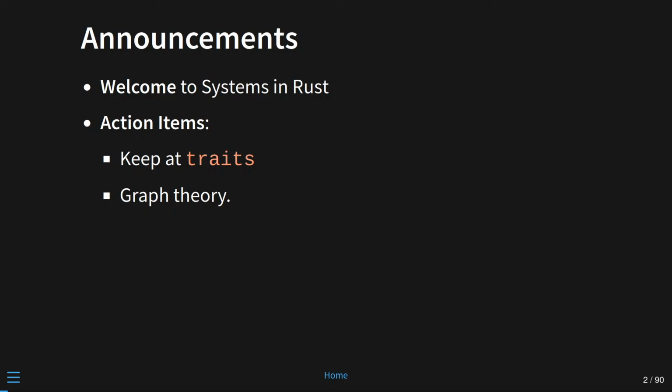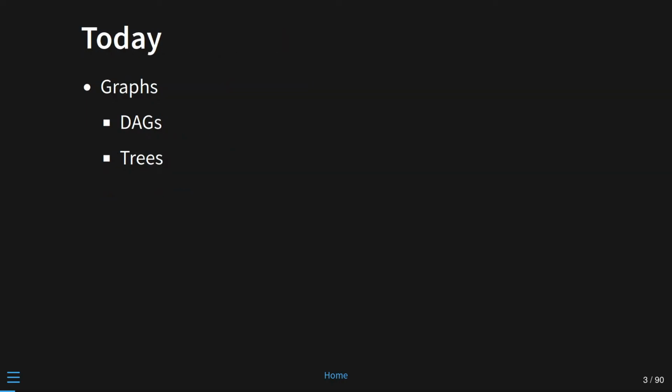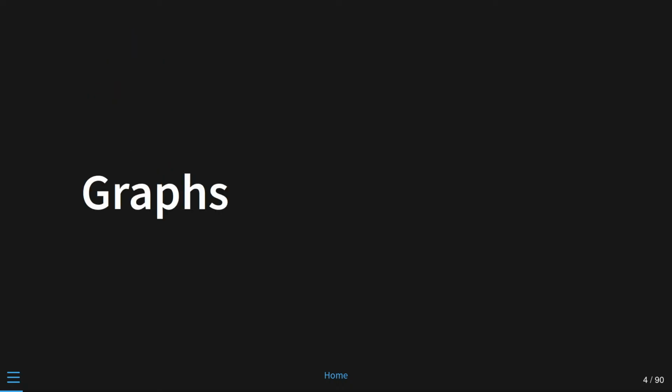Today I'm going to teach you graph theory. Specifically, I'm going to teach you graph theory in the following ways. I'm going to teach you what graphs are. I'm going to teach you what DAGs are. Then I'm going to teach you what trees are. Then next week, we're going to learn a tree optimization. And then we're going to be ready to do the version control system stuff. Okay? What are graphs?